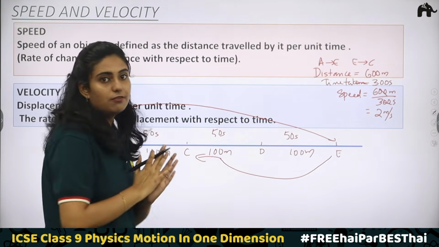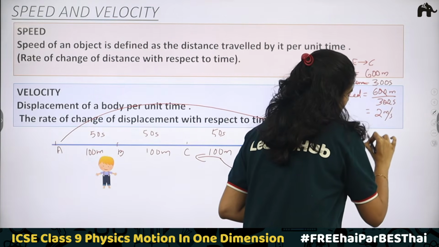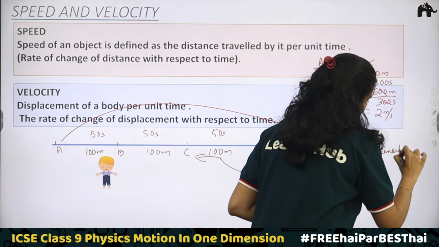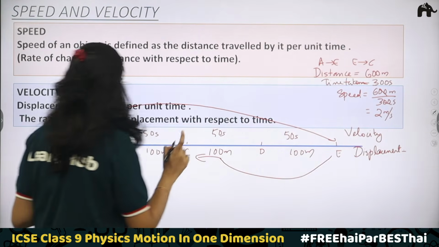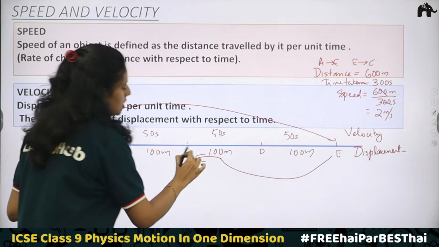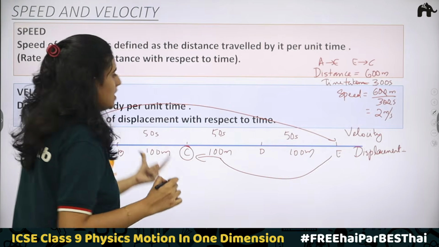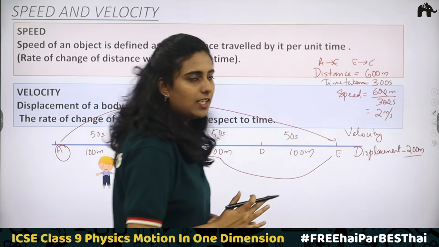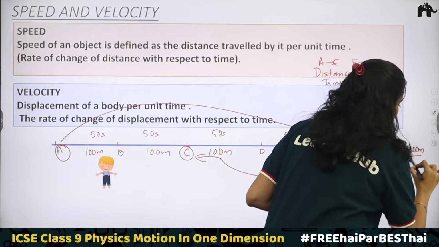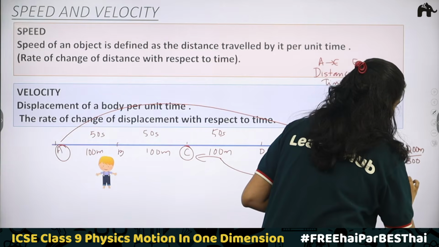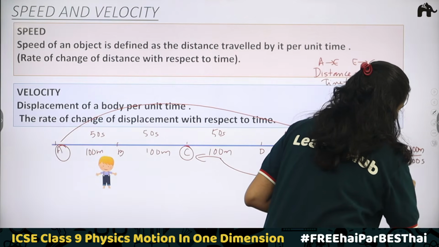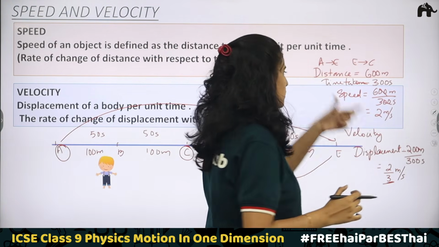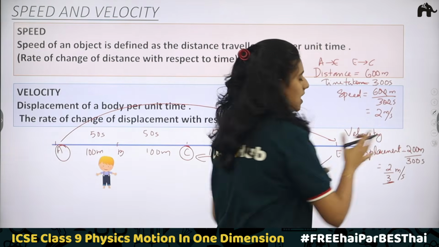Okay. Now, what about the velocity? To find velocity, we need the displacement. Here, what is the displacement? Shortest distance or the straight line distance from the initial and final position. A is his initial position and C is his final position. So 100 plus 100, which is equal to 200. Displacement is 200 meter. What about time taken? Time taken will be the same, which is equal to 300 seconds. Okay. Therefore, 2 by 3 meter per second is the velocity. So we got speed and velocity. Speed and velocity are different.